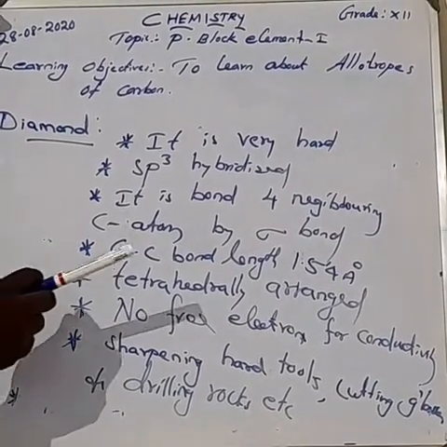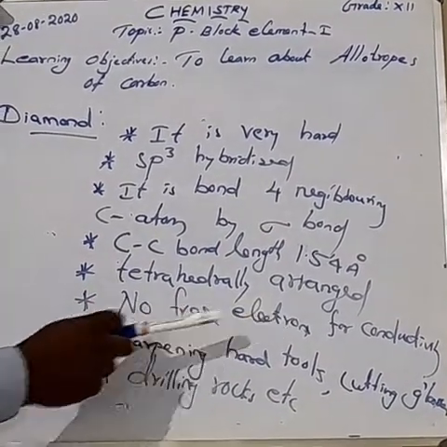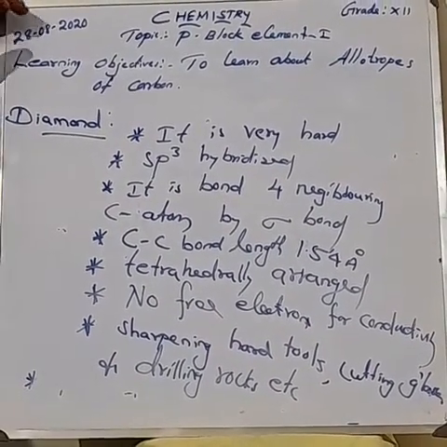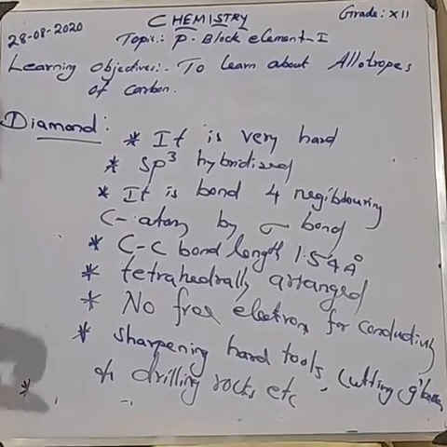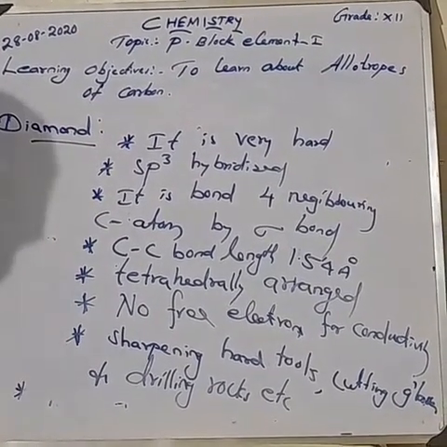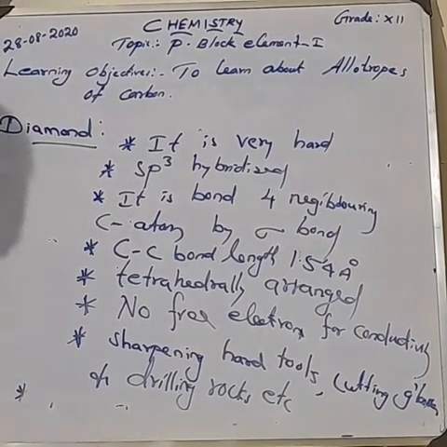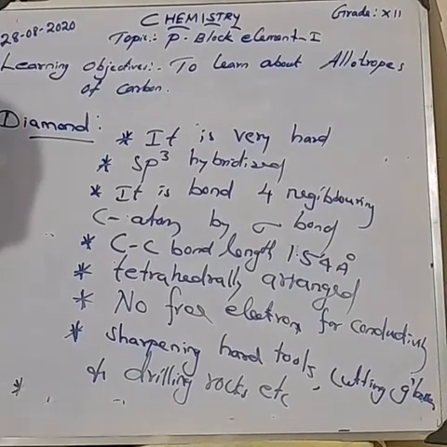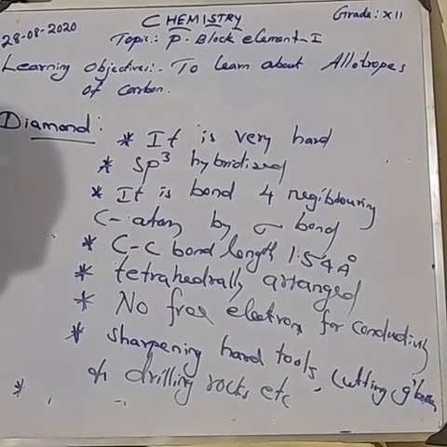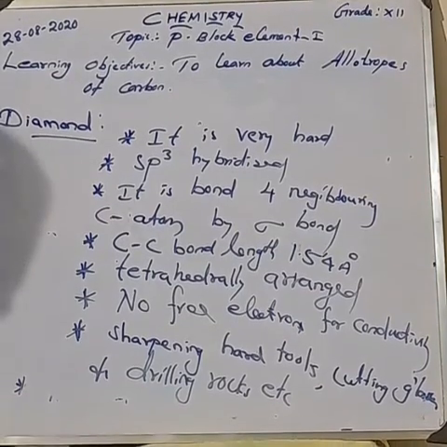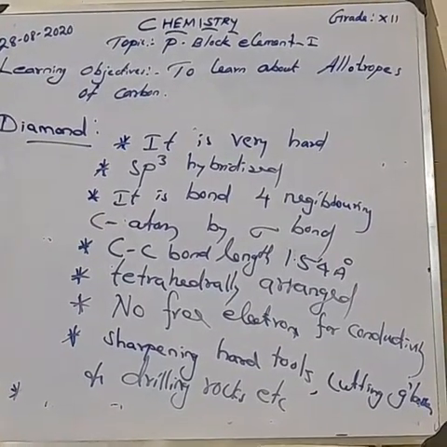There is no free electron for conductivity, so it is a bad conductor of electricity. Anyhow, diamond has some applications. It is used for sharpening hard tools, cutting glass, and also drilling rocks, etc. These are the applications of diamond. This is also a very important question. Please note this point.